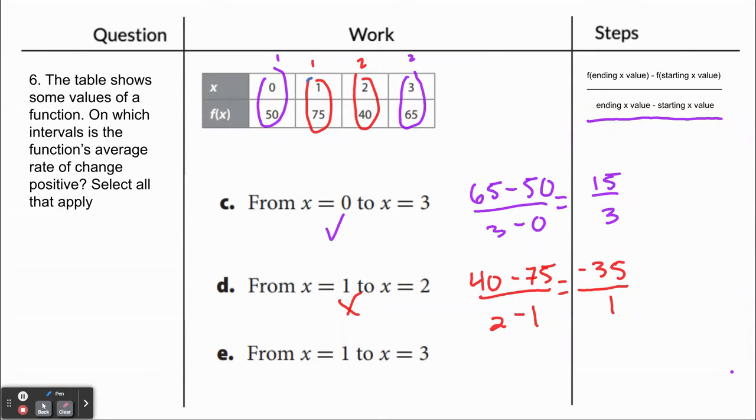And lastly, from 1 to 3 here, our first point and our second point. So we're going to go 65 minus 75 over 3 minus 1. We get negative 10 over 2, which is negative 5, but also simplifies to a negative number. So our only positive average rate of change is C.